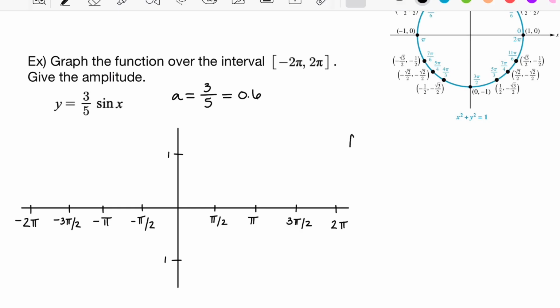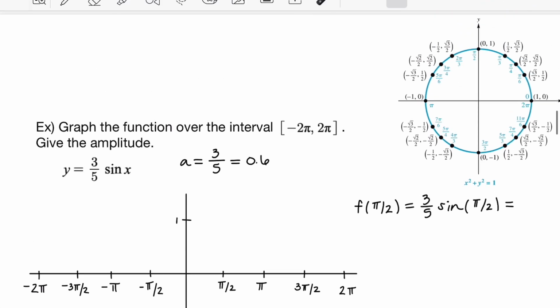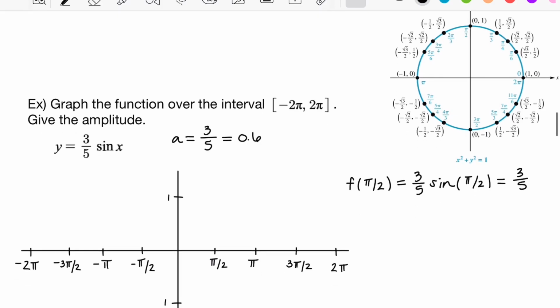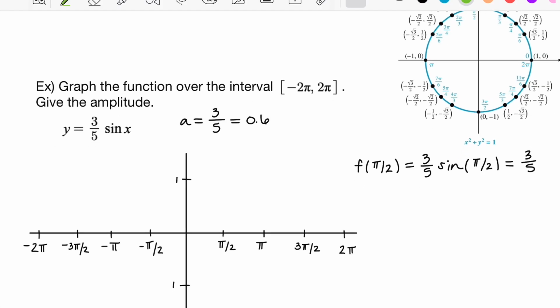Now what we want to do is evaluate our function at these points. So if I were to plug in pi over 2 into our function, well, looking at our unit circle, we know that sine is going to be our y value, and sine of pi over 2 is just going to be 1. So this means at pi over 2, our function is going to be equal to 3/5. We said this was about 0.6 here, and this makes sense because that is also our amplitude. So we're going to plot a point right about there.